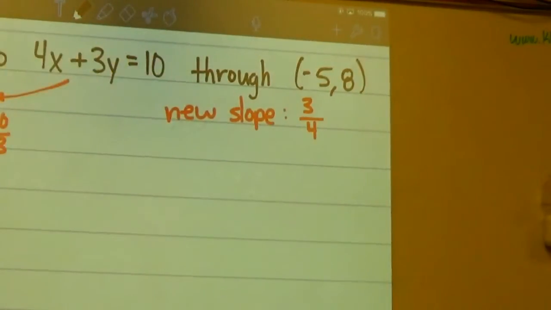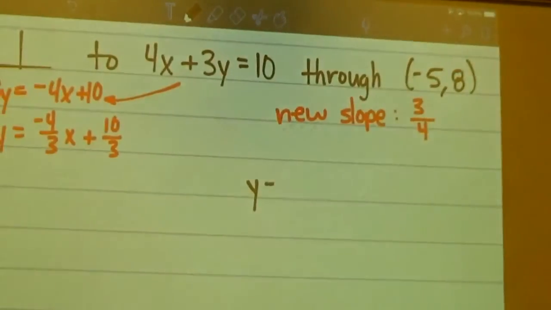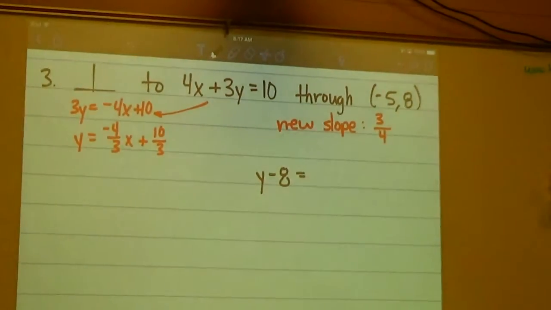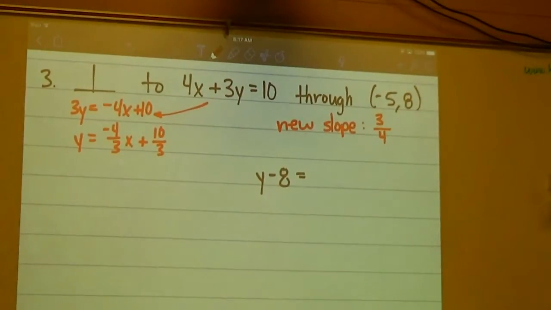I'm going to do the same thing and put this into point-slope form. So y minus 8 equals m, which is 3/4, times x plus 5. Why did I put x plus 5? Because the 5 is negative in the point, but we use the opposite.